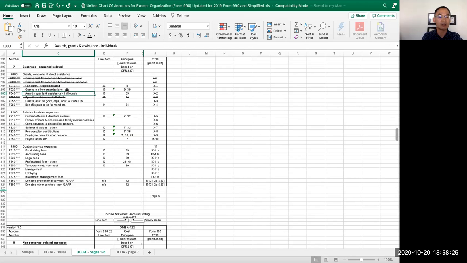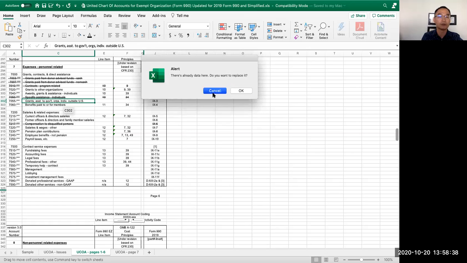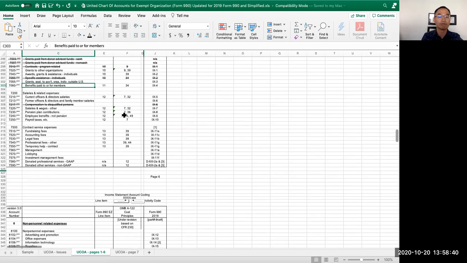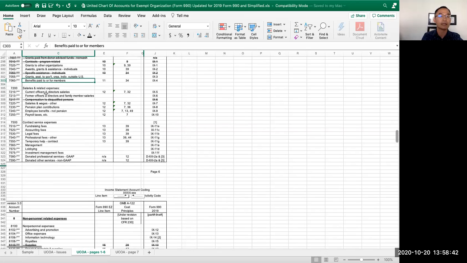So these are the things I just strictly put according to the Form 990. Each line, I just have one expense. Anything else, I think we don't need to keep track of that detail. And then here, salary-related expenses. Also, we just have the current officers and directors, and then former officers, directors, and family members.